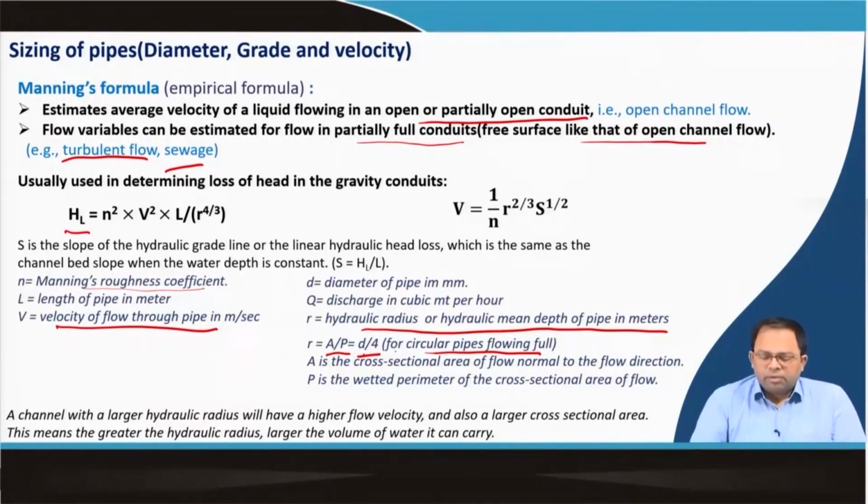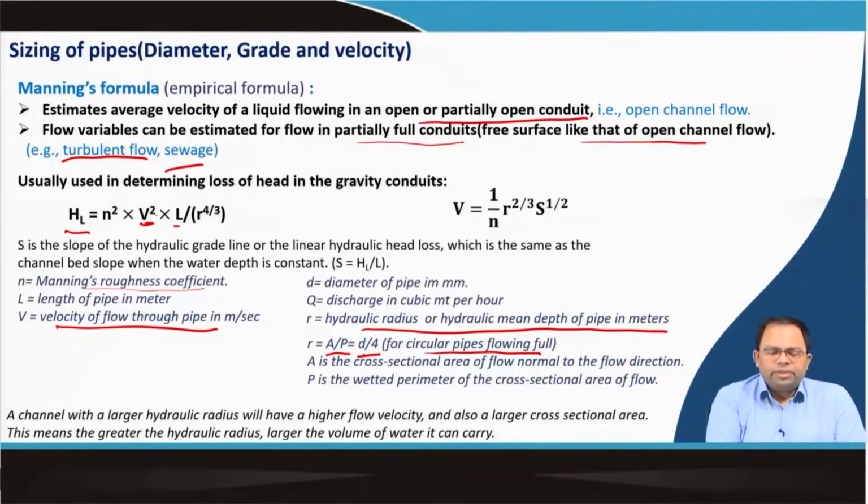But for right now, we leave it at that: R is equal to A by P, or in the case of circular pipes, we can also assume D by 4, assuming it is flowing full. A is the cross-sectional area of flow normal to the flow direction, and P is the wetted perimeter of the cross-sectional area of flow. So, this is HL, we have got V over here, L over here, and R to the power 4 by 3, where R is the hydraulic mean depth, which is where we have got both area and perimeter.